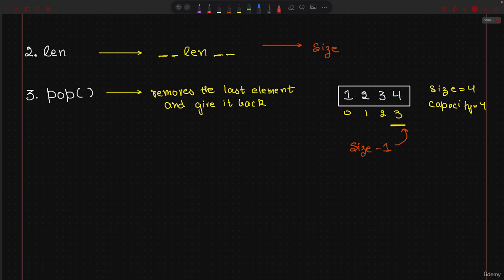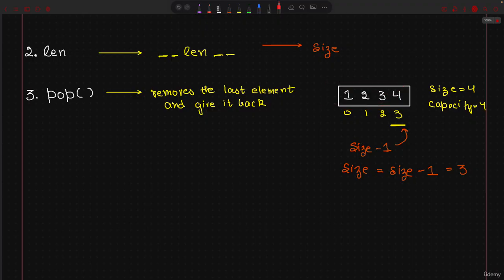If I just do size equals size minus 1, I think it will remove the element. How will it remove? Earlier size was 4. This implies size will become 3. So next time I will be just focusing on this much of my array, right? I will not be focusing on this last element. Yes, it will still be kept, but I don't care.